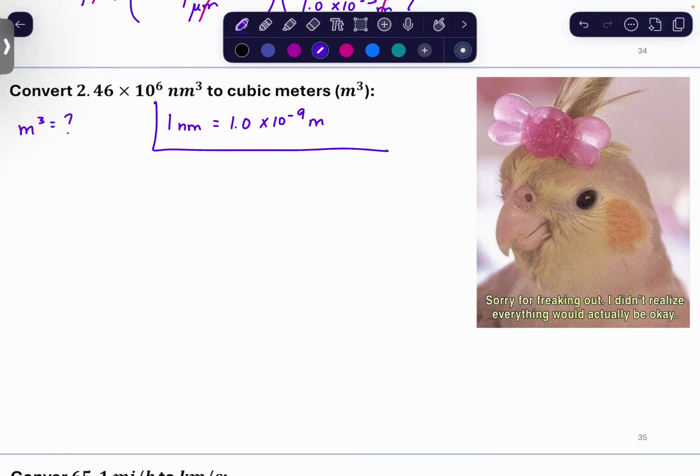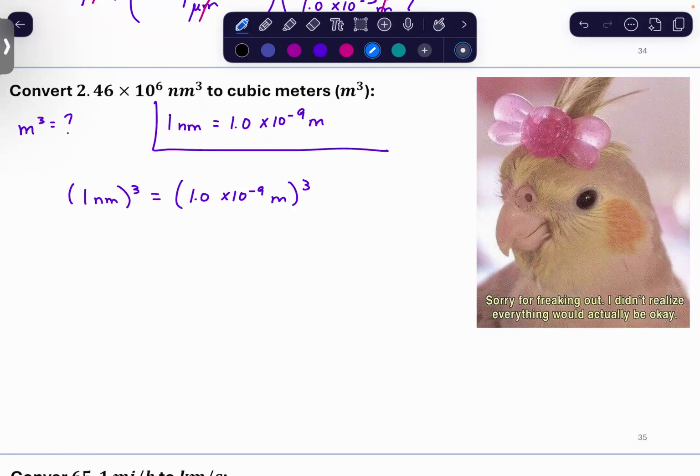And so I'm going to box this off. Those are the things that I know. And I'm going to say, well, 1 nanometer cubed is 1.0 times 10 to the negative ninth cubed. And here's the math that you're doing.